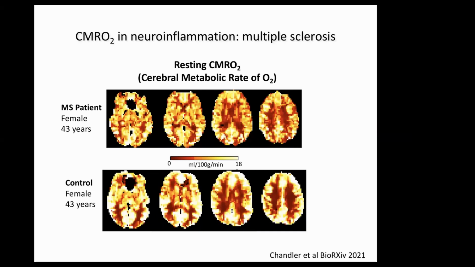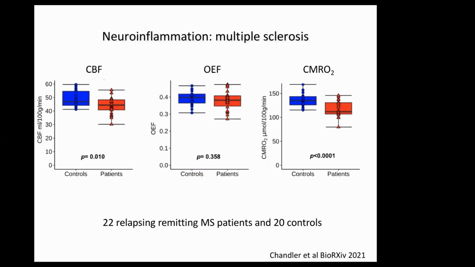The MS patient's CMRO2 looks more patchy. If we look at whole brain blood flow, oxygen extraction fraction, and oxygen consumption, blood flow is reduced significantly in patients. Oxygen consumption is significantly reduced, but oxygen extraction fraction is not, which could suggest a number of things, but one of the interpretations is that the MS brain is not demanding as much oxygen. There's an impairment in the tissue, which means that it's not trying to use as much oxygen. So oxygen and blood flow remain coupled and oxygen extraction fraction remains similar.